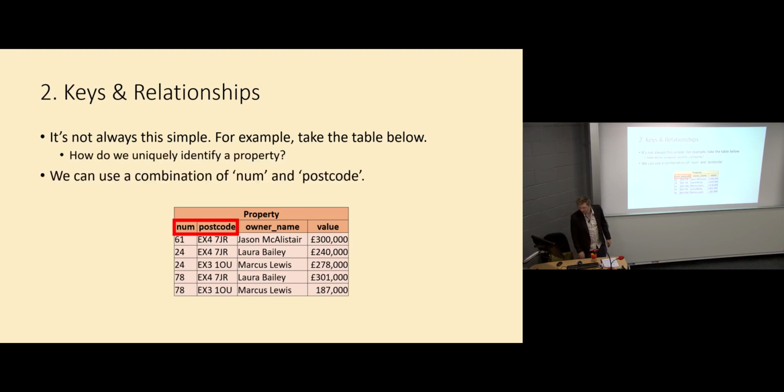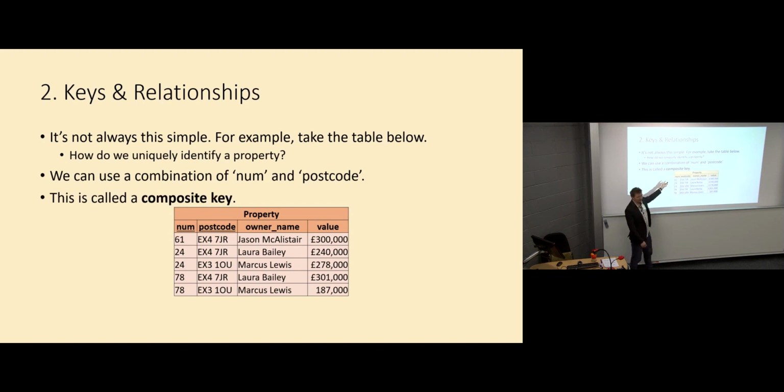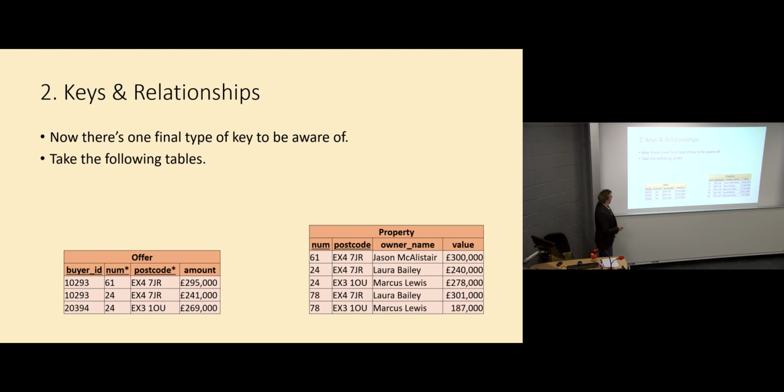So what we can do is use a combination of num and postcode. We give them an underline, and we call this a composite key. So it's a composite key because it's a key made out of multiple columns. Yeah, there are multiple columns which make up the primary key for this table. But it gets even more complicated than that.